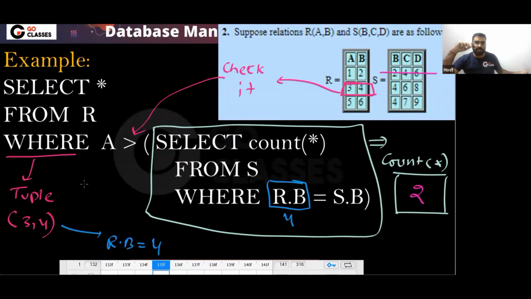So can I say the value of A, 3, is greater than 2? Yes. So this tuple will satisfy, and I can say 3, 4 is in the output.